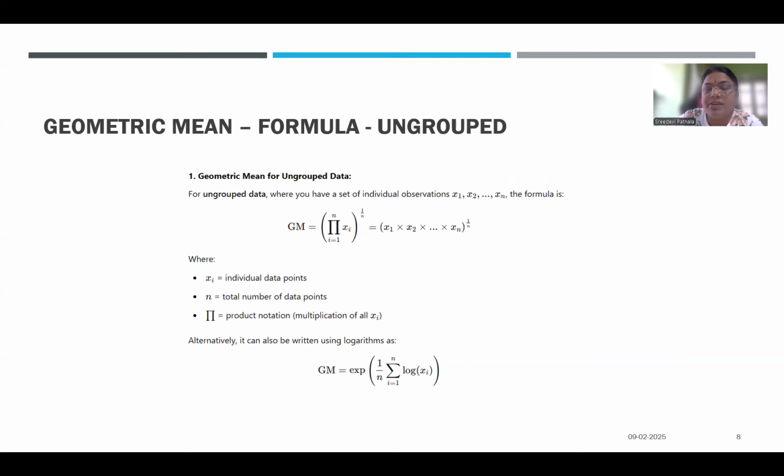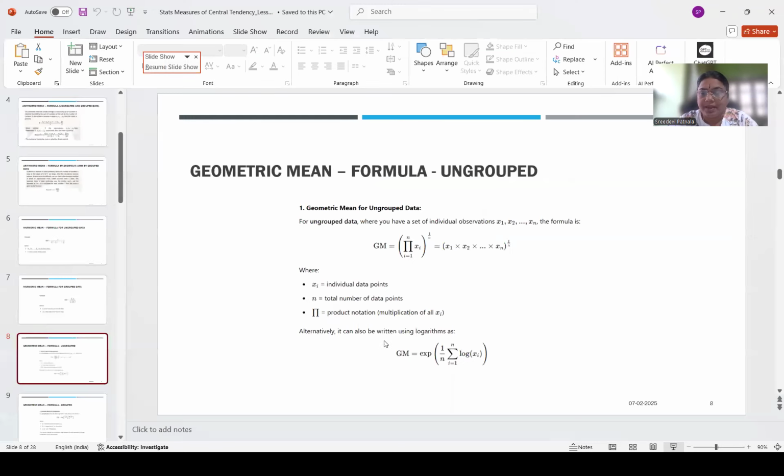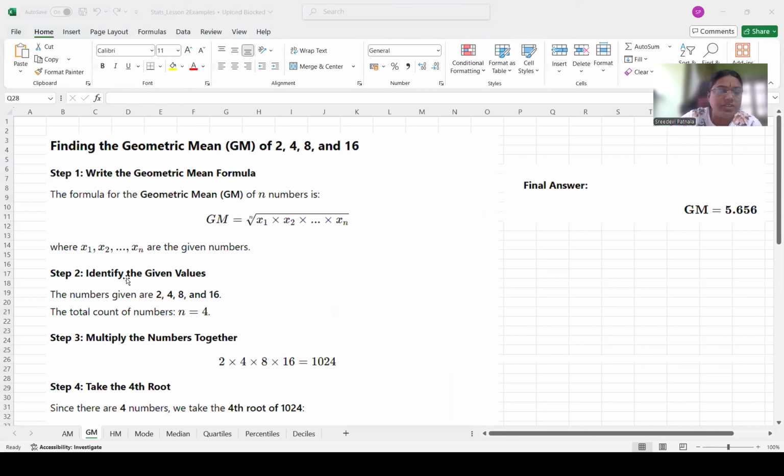But in this video, I will show the nth root of the product of all the grouped or ungrouped data values. That example I will show. In future, I will show the rest of the methods, like log xi and so on. And this is the formula for grouped data: the exponential of summation of fi log xi by summation of fi. Let's go to Excel and understand the geometric mean.